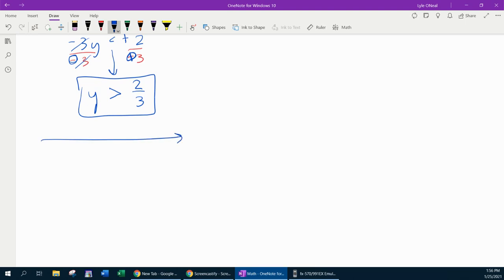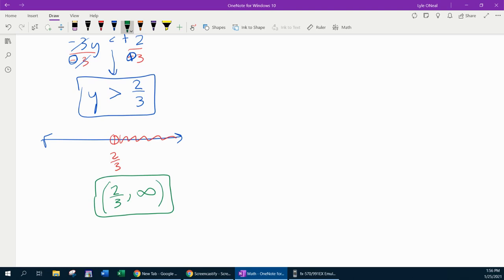So now we can go to the number line with my critical point. Open or solid? This time it's going to be open and shade to the right because greater than means to the right. Interval notation is going to be everything from 2/3 to infinity. The open circle gives us a parenthesis. Remember, infinity always gets a parenthesis.